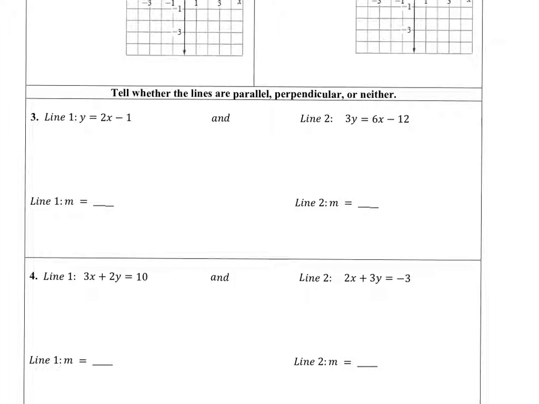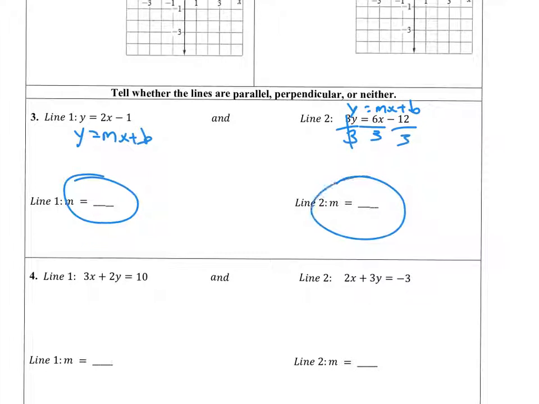Question 3. Tell whether lines are parallel, perpendicular, or neither. And again, they need to be in y equals mx plus b format. So here's the first one. And this one appears to be in the right format. So identify and write his slope down here. This one, on the other hand, is not in y equals mx plus b. So you need to get rid of the 3. Okay? I'll let you finish it from there, but write your slopes down there.